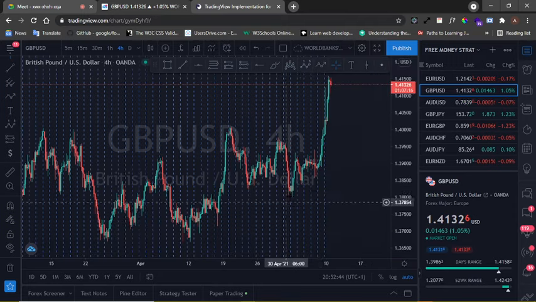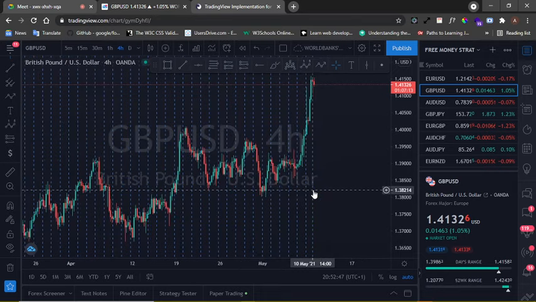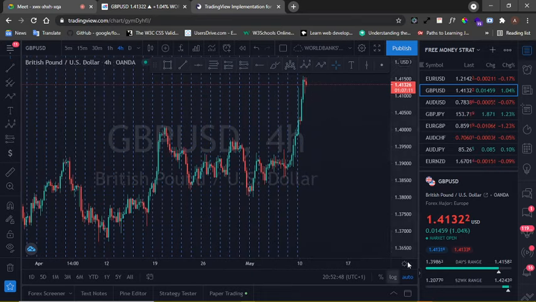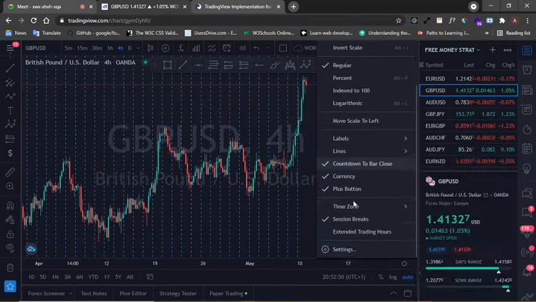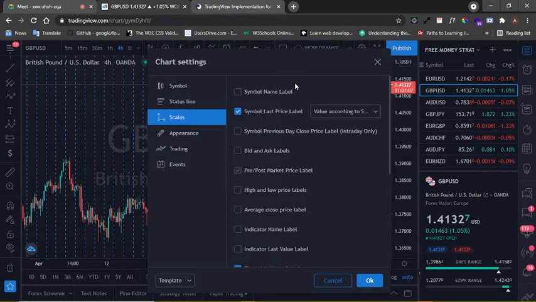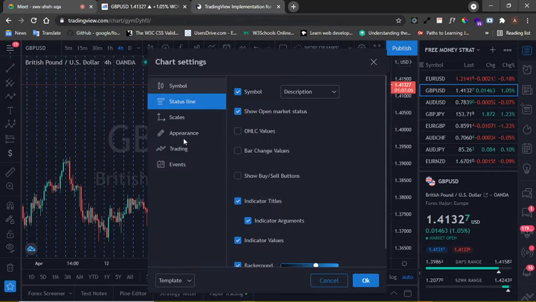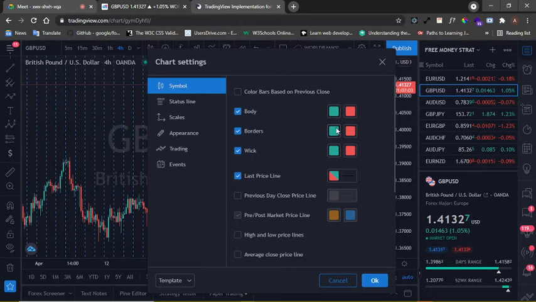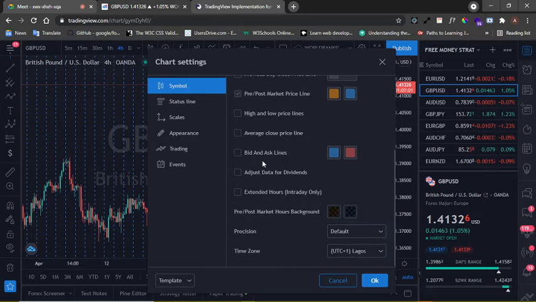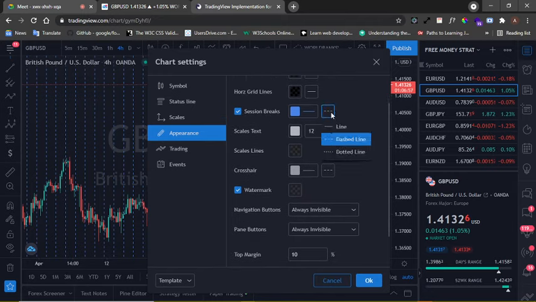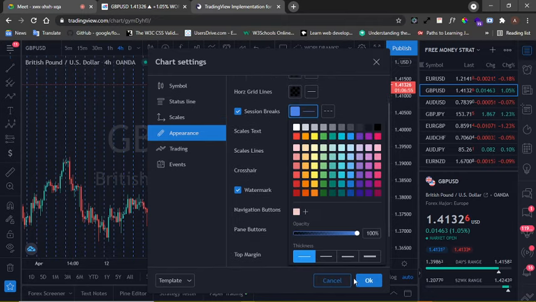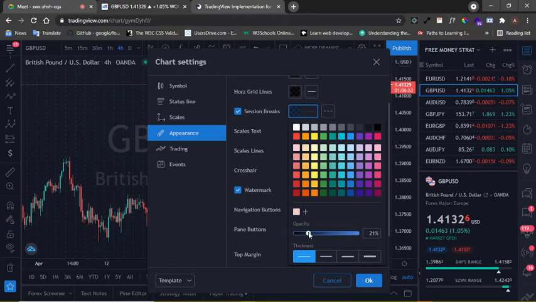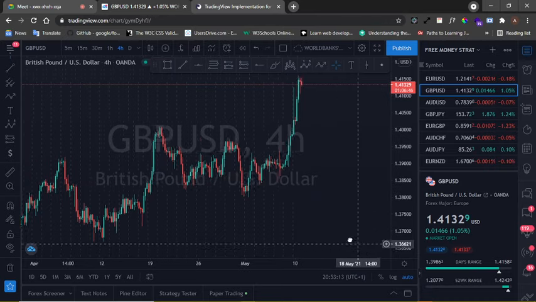Now this session break, just give me some minutes to create settings for the session break symbol. I need appearance, symbol, color, session break. Okay, here is the session break. Let's reduce the thickness. Let's use white. All right, so we are good. Now this is GU.